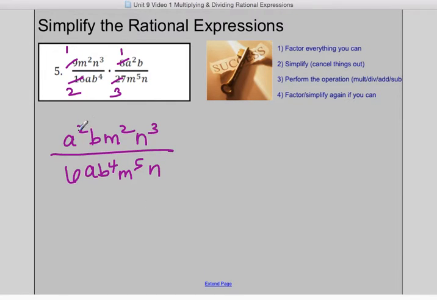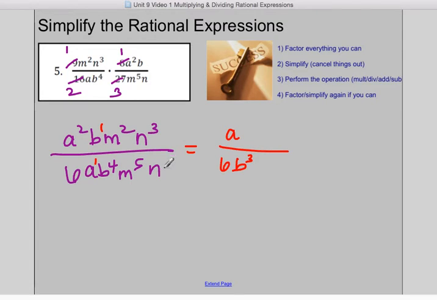Then I would look at my a's. I have a squared and a to the first, so I'm going to have just a because 2 minus 1. B to the first and b to the fourth. So I still have 6 in the denominator. Okay. Bring the 1 to the 4, so 4 minus 1 is 3, so b to the third.